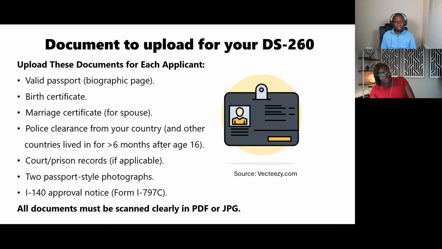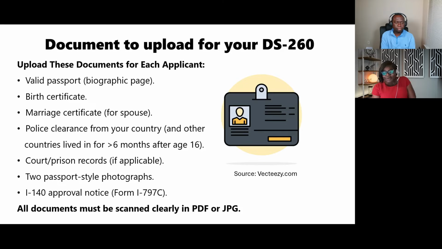If you have any court or prison records, or any information that you want to put forward before they find out by themselves, put them forward. Okay, there's no point hiding at this point. The court or prison records, then two passport photographs. They have to be recent photographs. Usually they want you to have those taken in the last 3 to 6 months. I believe it shouldn't be older than that.